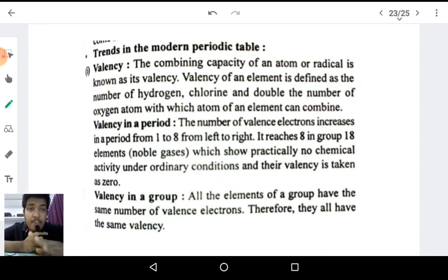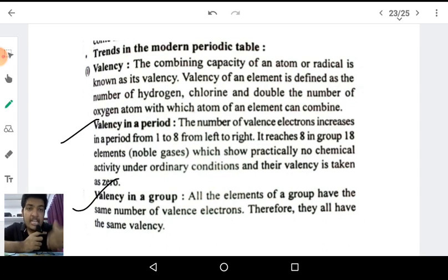Valency in a period and valency in a group. This is very, very important. What happens to valency in a period? Period means this. This is known as a period. So the number of valence electrons increases from 1 to 8 as we move from left to right. It reaches 8 in group 18, which shows practically no chemical activity under ordinary conditions, and their valency is taken as 0. So that is what is happening. It will go from 1 to 8, again it will start decreasing, and ultimately at group 18 it will become 0.